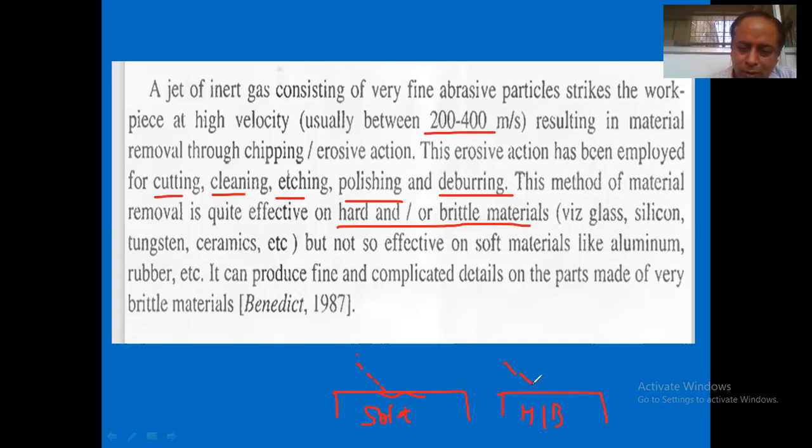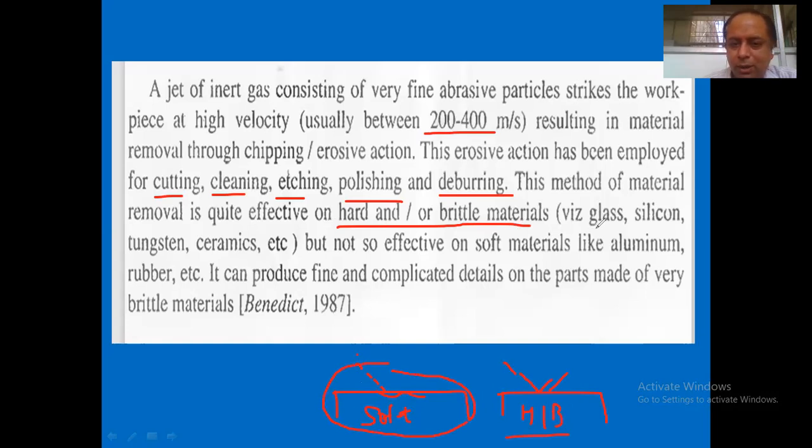So what will happen when the particles impinge on it? They will not change their shape. What will happen? They will break. The material will be removed because of this action. If you strike a soft and ductile material, you may not get much removal of material, but you will get lots of irregularities on the surface. But on the hard surface, material will be removed. So hard and brittle materials, okay.